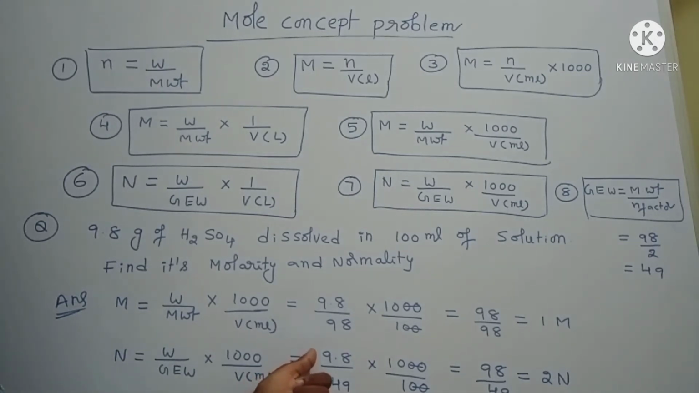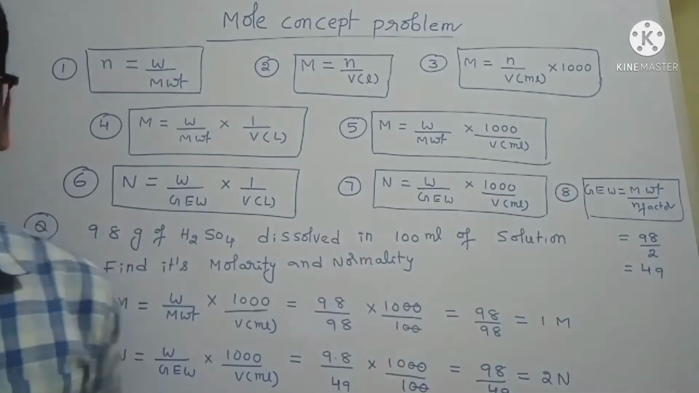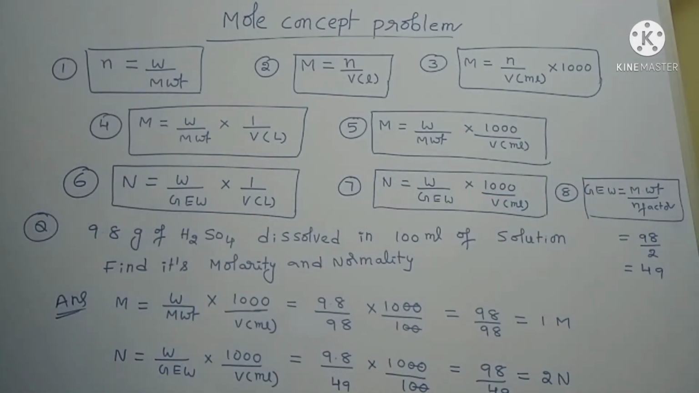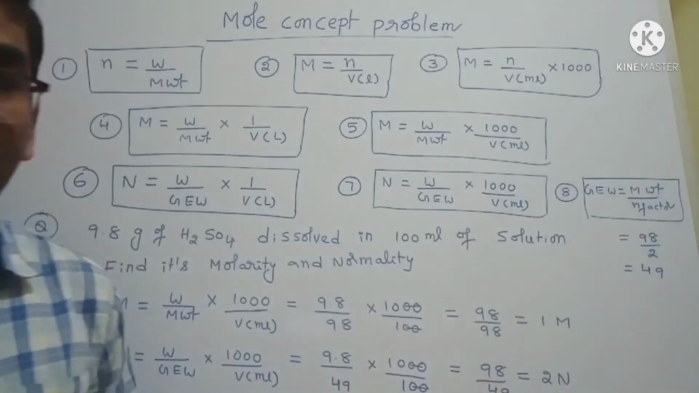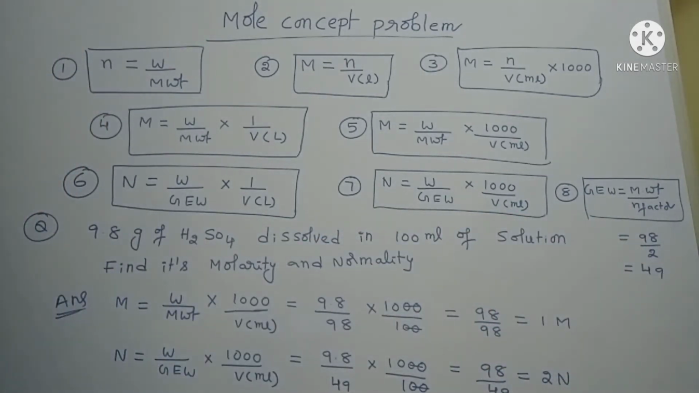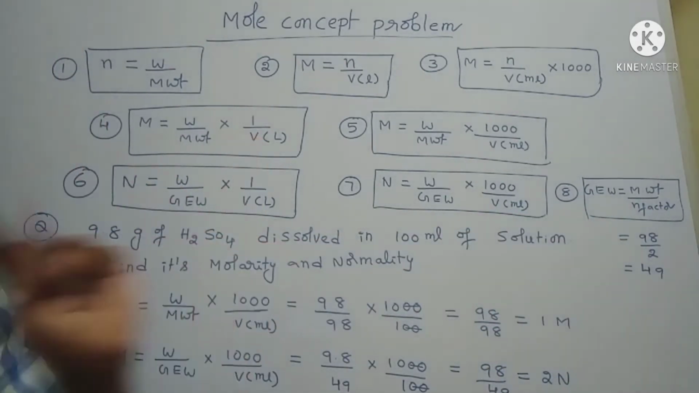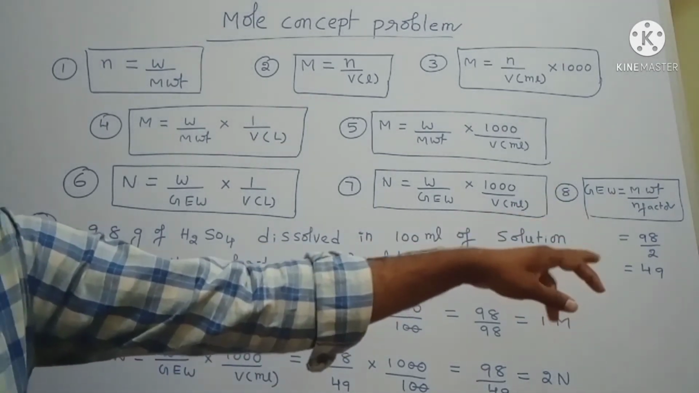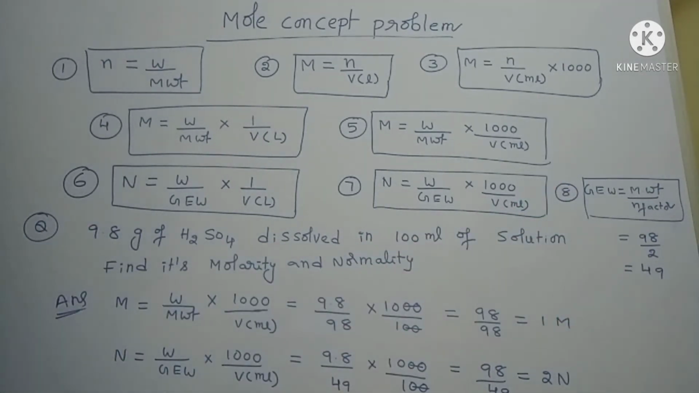See, weight is 9.8. Gram equivalent weight I am calculating with this formula. What is the molecular weight of sulfuric acid? 98 by n factor. What is the n factor for sulfuric acid? 2. So 98 by 2, that is equal to 49. So 9.8 by 49 into 1000 by 100. Two zeros get cancelled. 9.8 into 10, 98 by 49, that is equal to 2 normal.